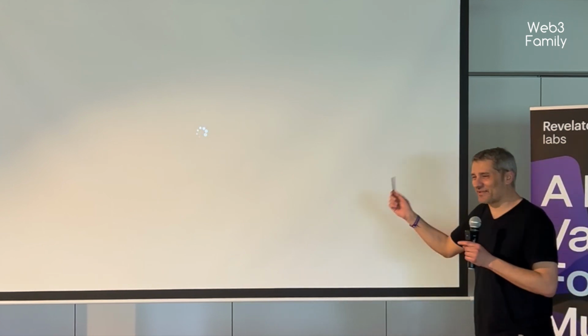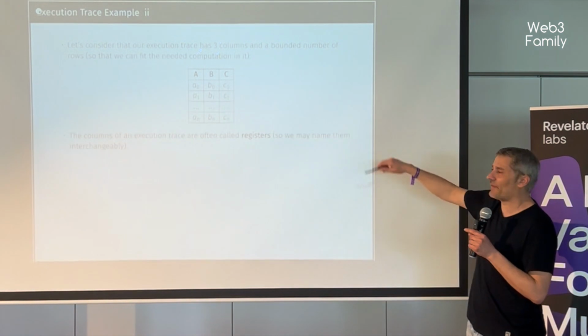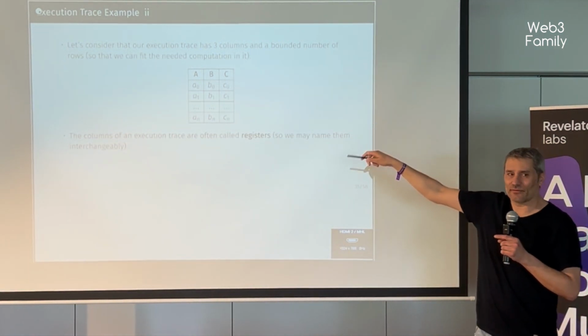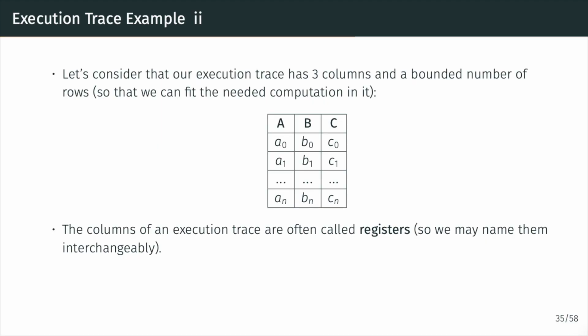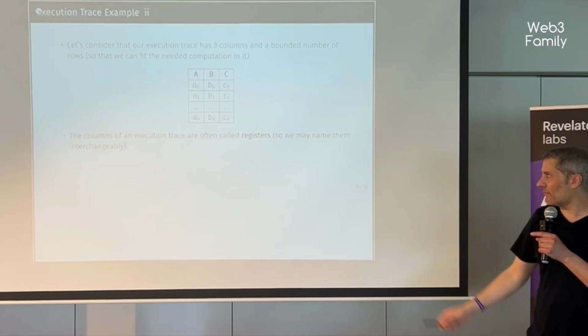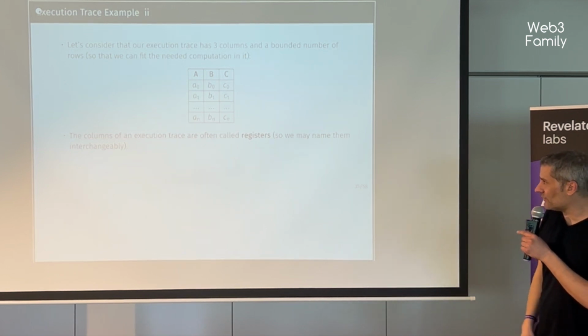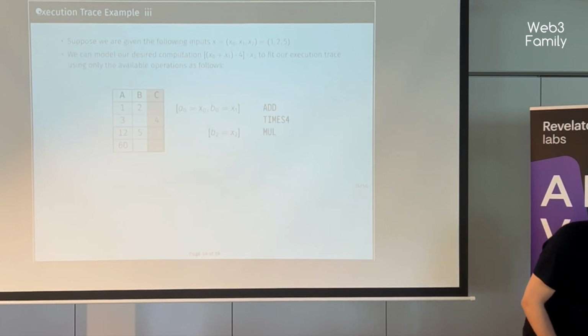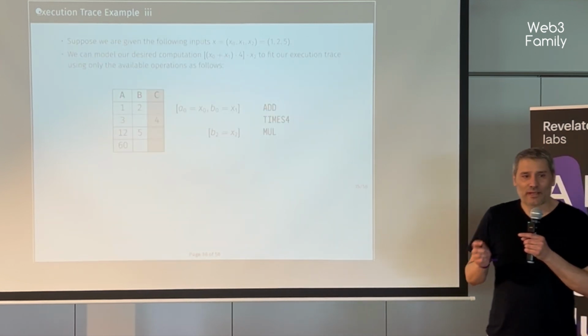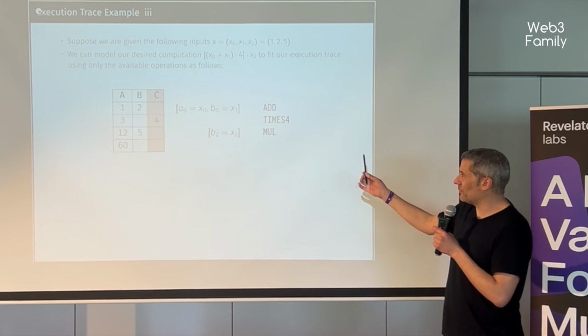And let me assume also that I have an execution trace of only 3 columns: A, B, and C. By the way, we call each column a register also. So column and register, I'm going to use the same name; they are interchangeable. Okay, so then how can I prove my computation?